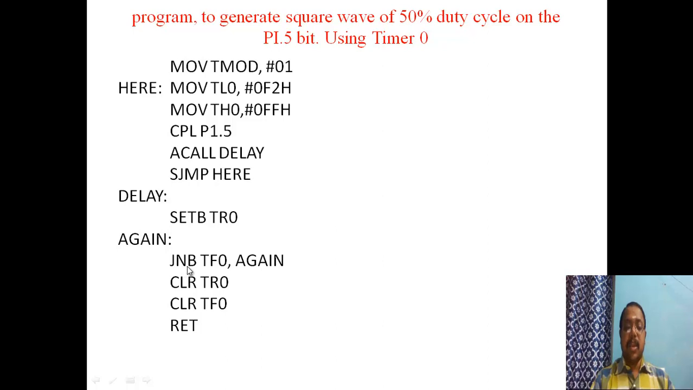Then my work is to go and monitor this particular overflow. So JNB, if it is not set, this will stay on the same line. This condition will fail when TF0 becomes 1. So when it becomes 1, it will go to the next line. So automatically clear TR0, clear TF0 and return. So again I will come out. So this is the program.